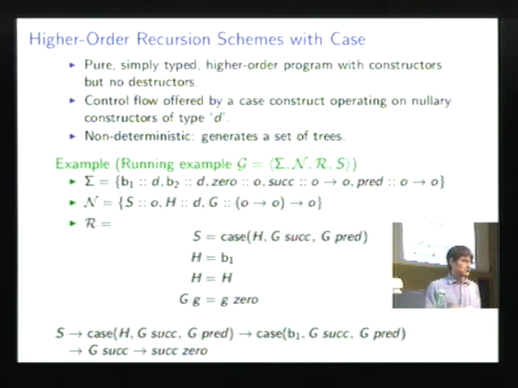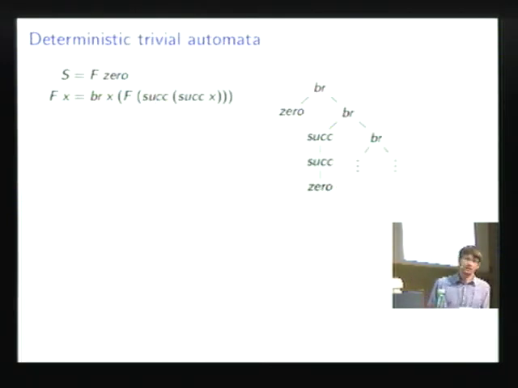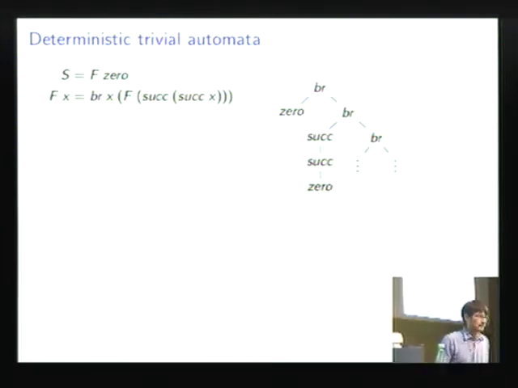Now, if we can use these HORSCs as a model of higher order computation, we'd like to ask some questions about the kinds of trees that they can generate. And we'll do this using the kind of automata. These are deterministic trivial automata.